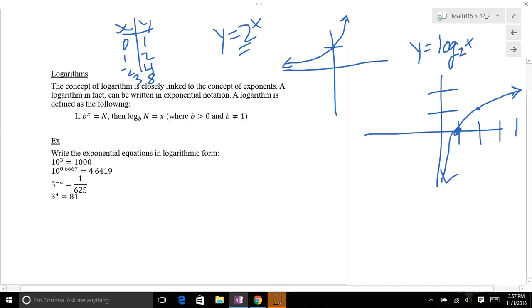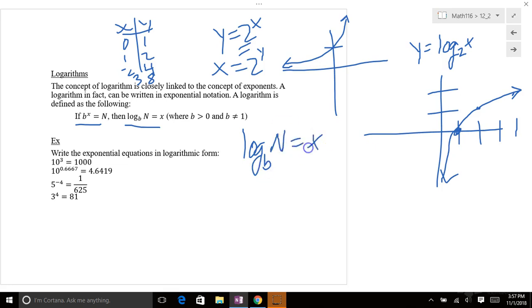And it has a property here. If b to the x equals n, then log base b of n equals x. The reason is, since they're inverses, the x's and the y's flip-flop. So x equals 2 to the y, or 2 to the y equals x. Here's how I remember it. Let me write log base b of n equals x. So this is the logarithmic form.